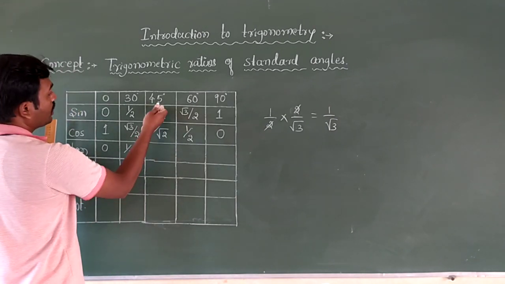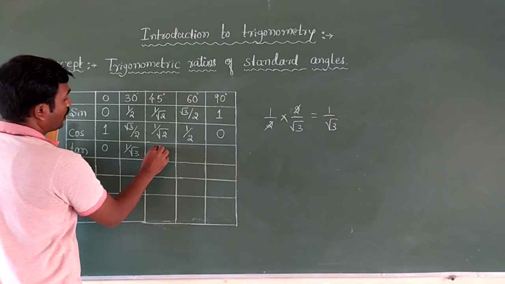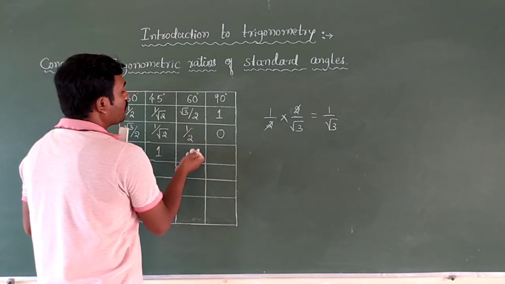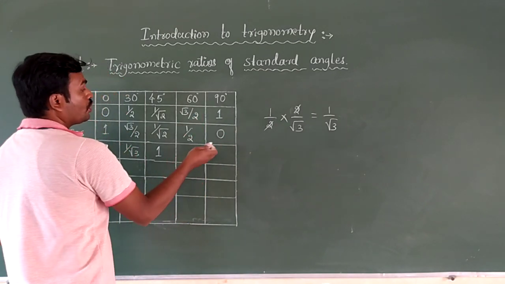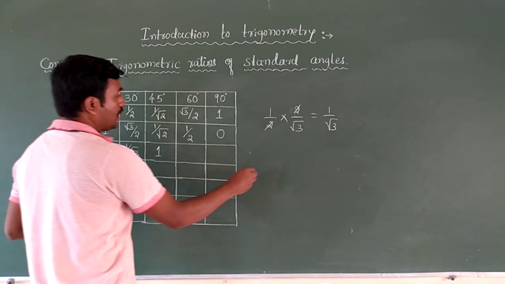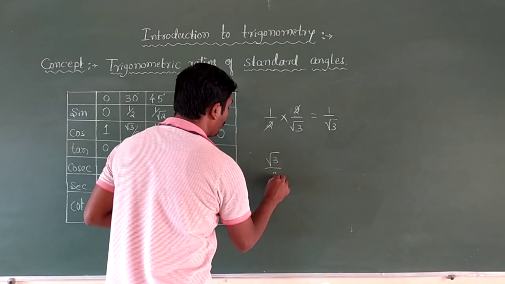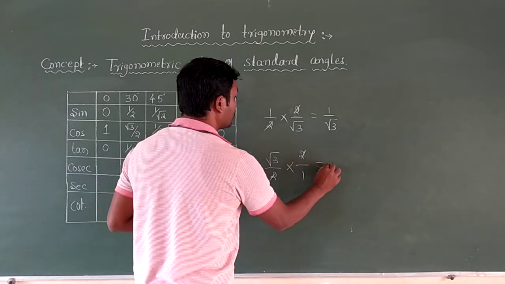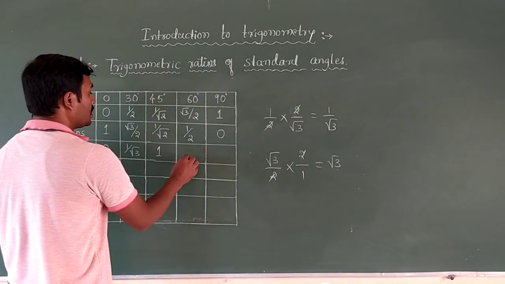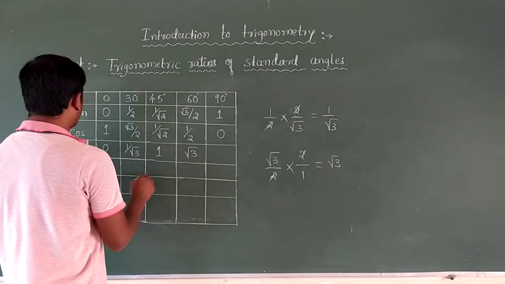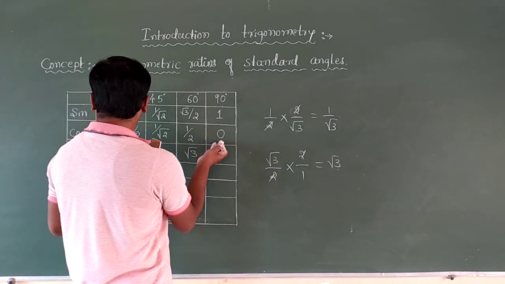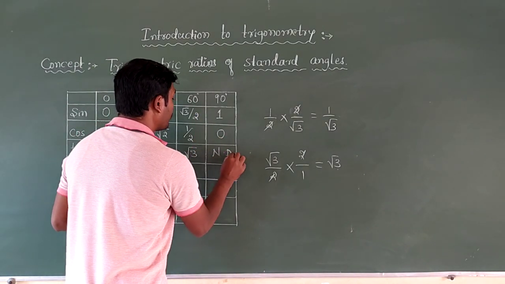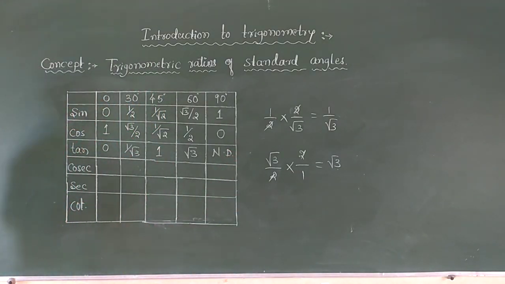Tan 45 is what? Ratio of these two: 1 by root 2 divided by 1 by root 2 is 1. Next, tan 60 is root 3 by 2 into 2 by 1. So the 2 gets cancelled, and this is equal to root 3. Tan 60 is root 3. So tan 90 is 1 by 0, which is not defined.